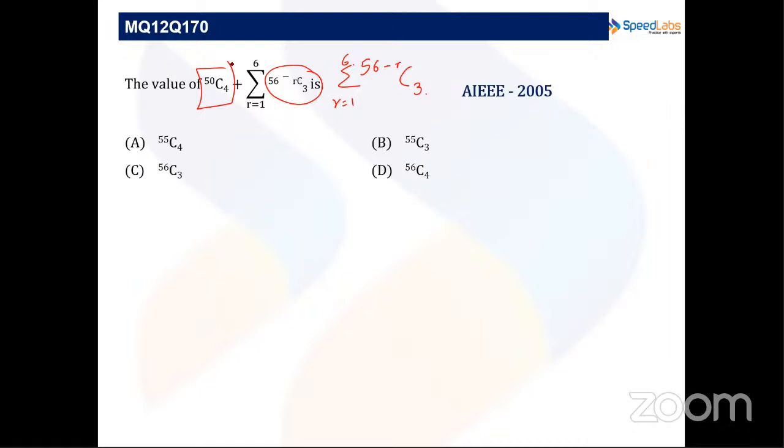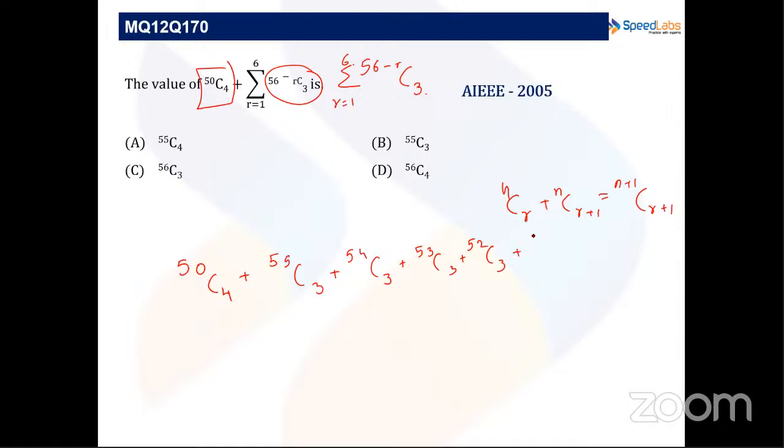Okay, so let's start. We already know nCr plus nC(r+1) is equal to (n+1)C(r+1). So we have 50C4 plus, if we put r equals 1, that will be 55C3 plus 54C3 plus 53C3 plus 52C3 plus 51C3, and this will be 50C3. So I'm writing this 50C4 at the end.